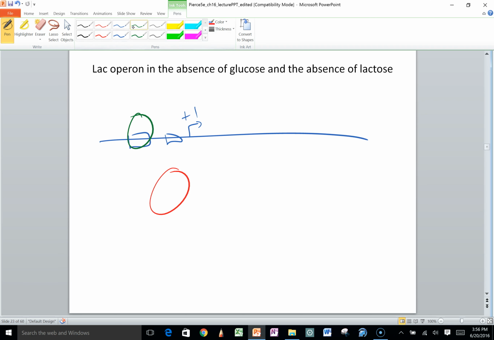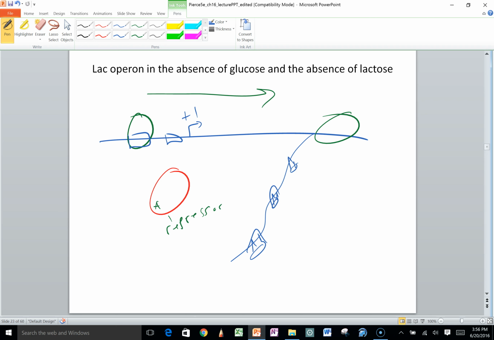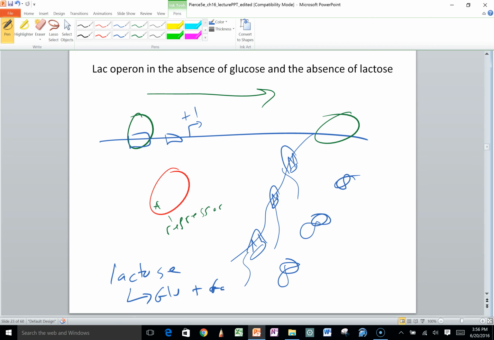If we've got lactose involved, lactose binds onto the repressor. The repressor lets go. RNA polymerase cruises along, transcribes the gene. Ribosome comes along, makes protein. The proteins fold up into their three-dimensional shape, and they do what they're supposed to do, such as converting lactose into glucose plus galactose, or going to the cell membrane and making it permeable to lactose.